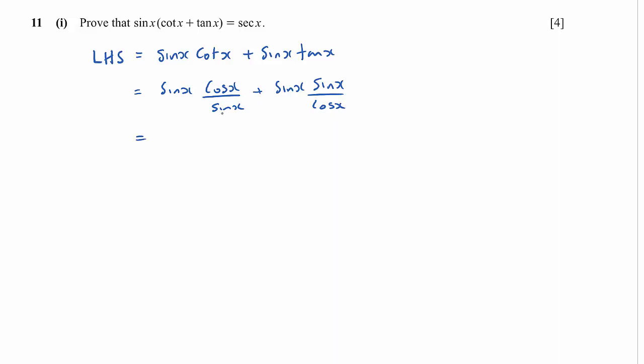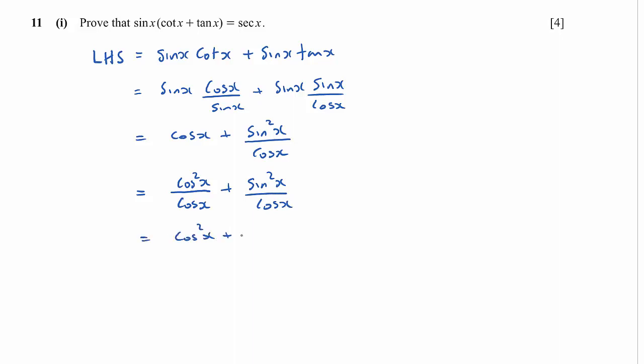So in the first term here, the sine x's cancel and we just get cos x, and the second term becomes sine squared x over cos x. Now when dealing with fractions, it's often a good idea to get the same denominator. So to get a cos x on the bottom for this first term, you'd have to multiply the top by that as well, and so we'd have cos squared x, and then we've got sine squared x over cos x, and therefore we have cos squared x plus sine squared x over cos x.